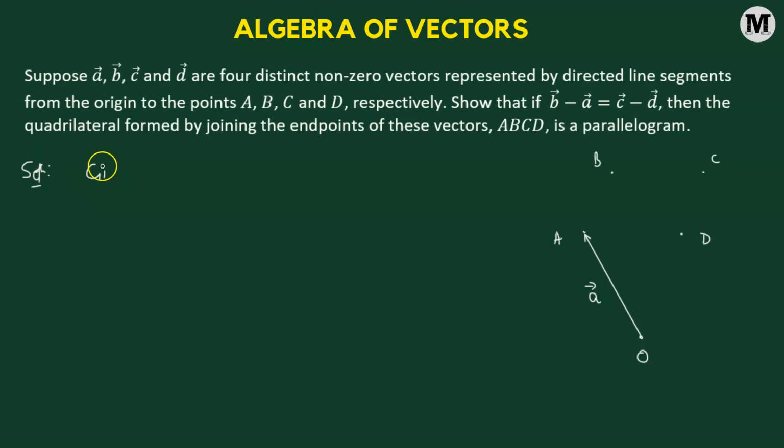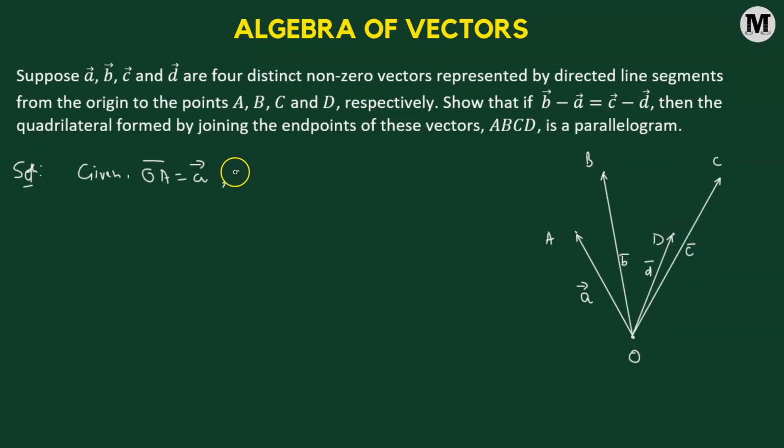So here it's given to us that OA vector is represented by the vector A. Similarly, we will be joining point O to point B, directed towards B. We'll be joining OC with the vector directed towards C, and join OD with the vector pointing towards D. So here we have OB vector, represented by the vector B. OC vector will be represented by the vector C, and OD vector will be represented by the vector D.